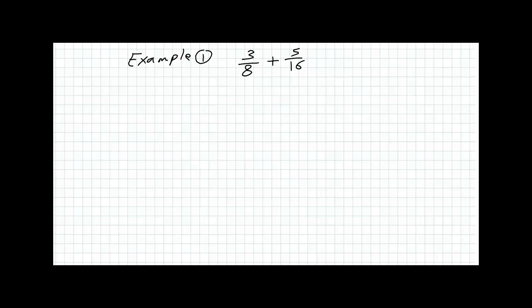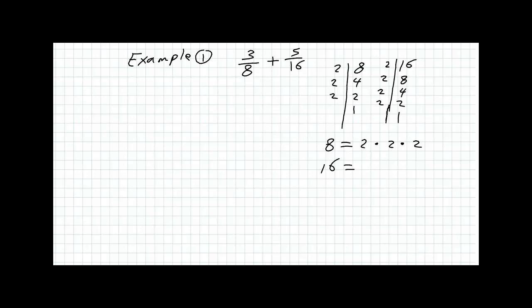To find the LCD, we will factorize the two denominators. 8 divided by 2, 4 divided by 2, 2 divided by 2, we have 1. And 16 divided by 2, we have 8, divided by 2, we will have 4, divided by 2, 2, divided by 2, we have 1. So now we can write 8 as 2 times 2 times 2, and 16 can be written as 2 times 2 times 2 times 2.